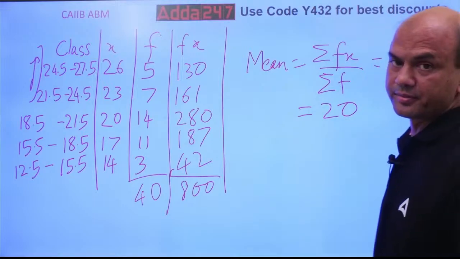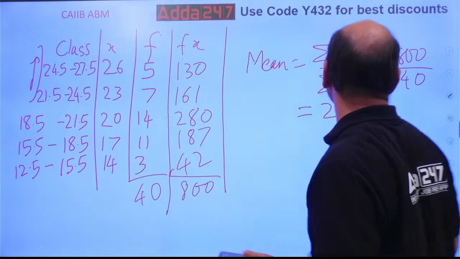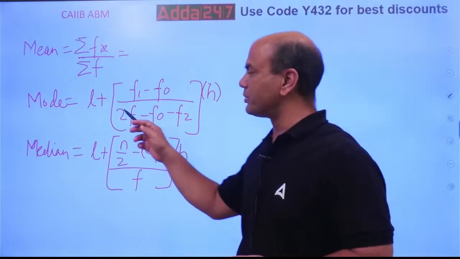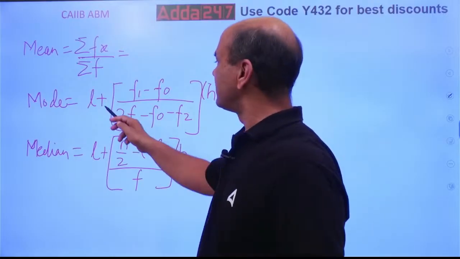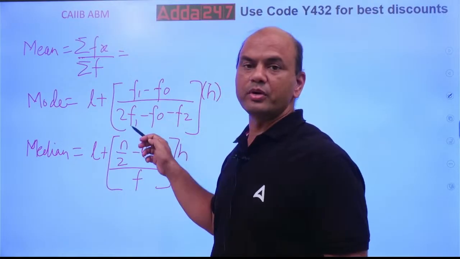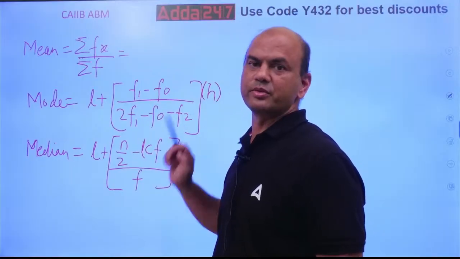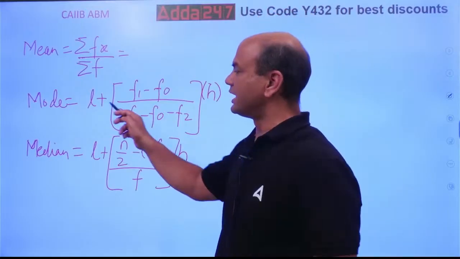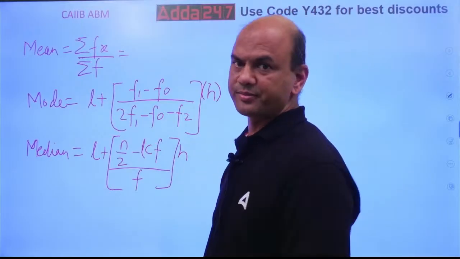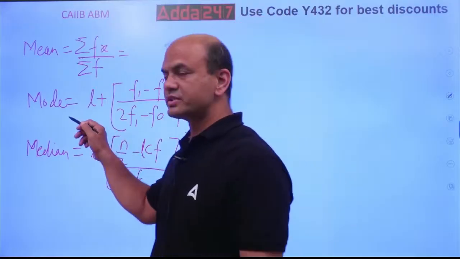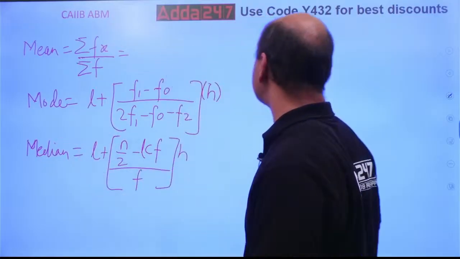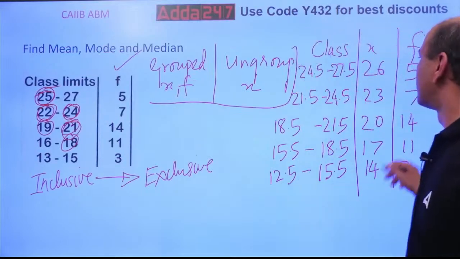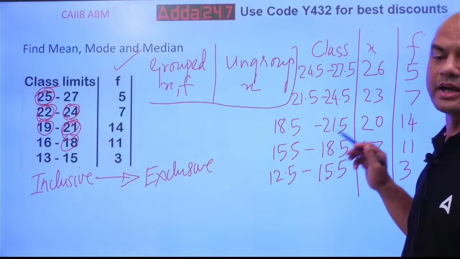So this is the mean. Now next is what? Mean was asked, then next was mode. See here, the mode formula is L plus F1 minus F0 upon 2F1 minus F0 minus F2. What is all this? L means the lower level of the modal class. Here, first you have to find out the modal class. What is the modal class? Modal class means that class which has the highest frequency.